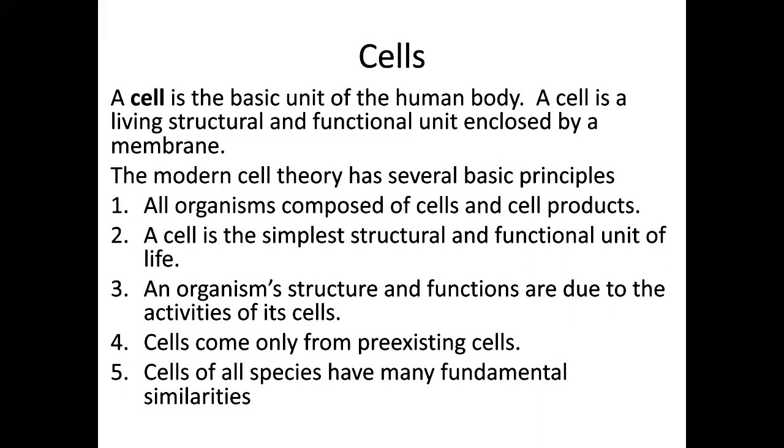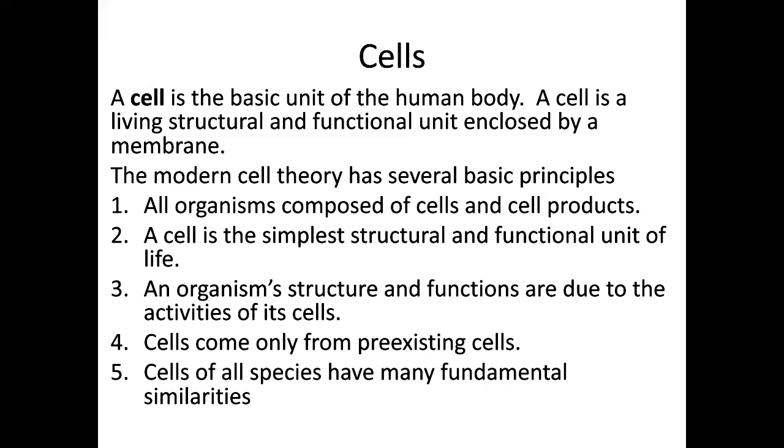When discussing cells, it's important to have a decent idea of what the cell theory is. Modern cell theory is one of the most important unifying themes and theories in all of biology, and therefore this class, since this is an offshoot of biology. There's 5 basic principles of the modern cell theory. Number 1, all organisms are composed of cells and cell products, meaning that if it's living, it's made up of cells, and the cells make the products. And that's what makes up an organism.